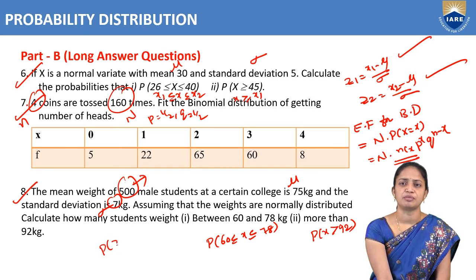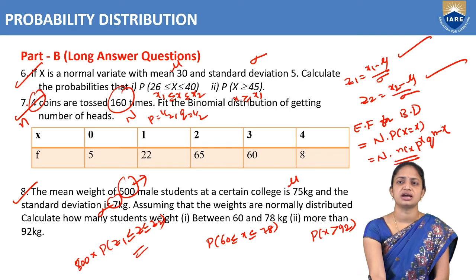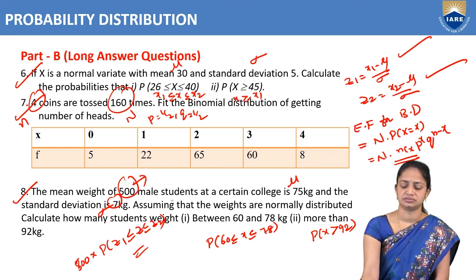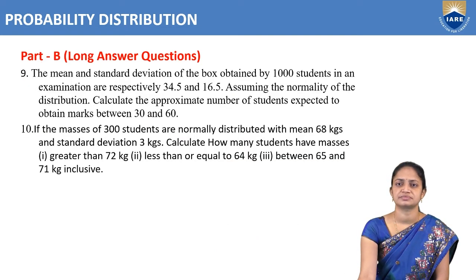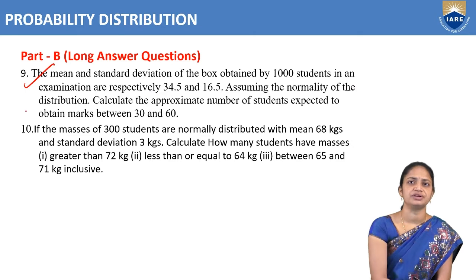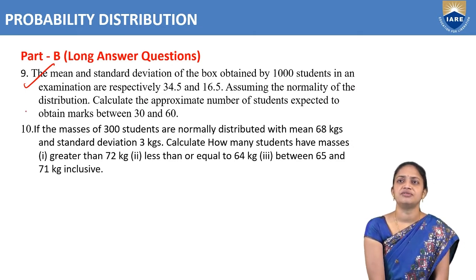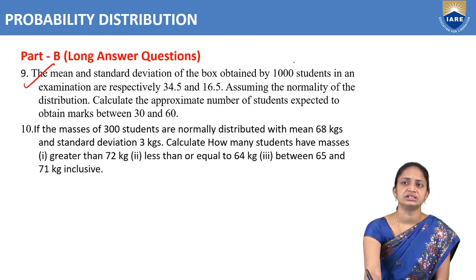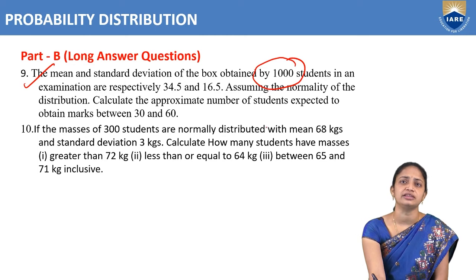That means probability of Z1 less than or equal to Z less than or equal to Z2, and multiply 500 with this one. Okay. So after completion of the answer, we have to multiply with 500. We are finding for 500 male students. So now coming to the 9th question, the mean and standard deviation of the marks obtained by 1000 students. So after completion of the problem, we have to multiply with 1000 students like the 8th problem.